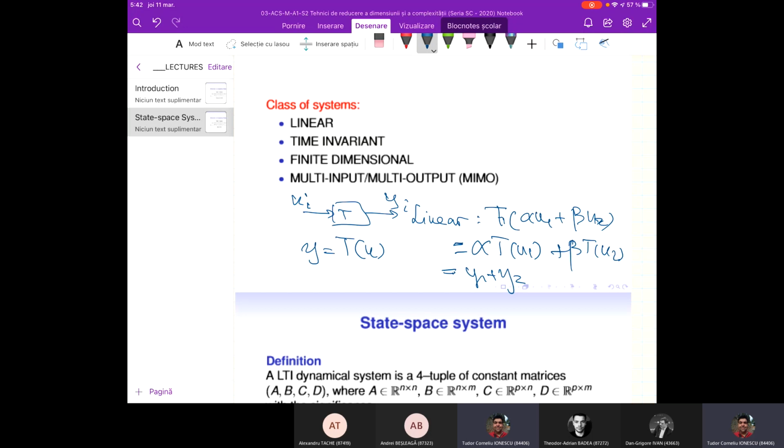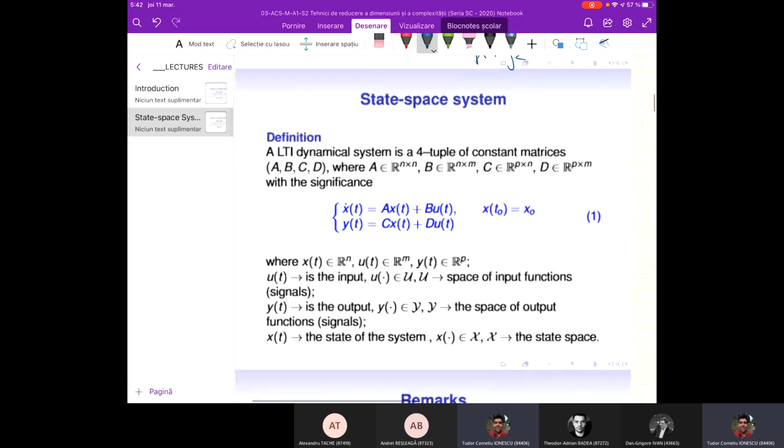Okay, so they are linear. Definition: a linear time invariant dynamical system is a four-tuple of constant matrices A, B, C, D, where A is a square matrix of dimension n, B is a matrix of dimension n by m, C is a matrix of dimension p by n, and D is a matrix of dimension p by m, so p outputs, m inputs.